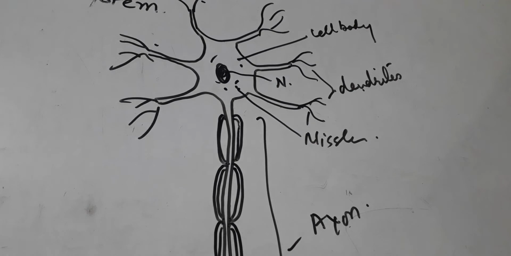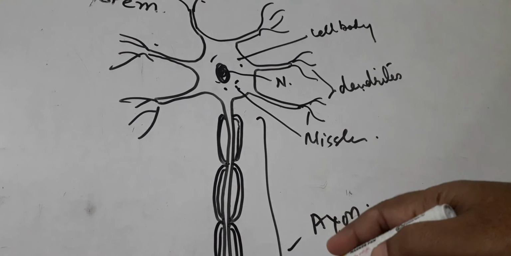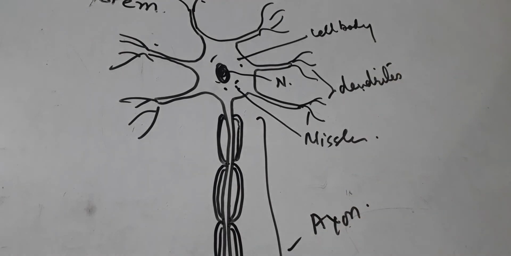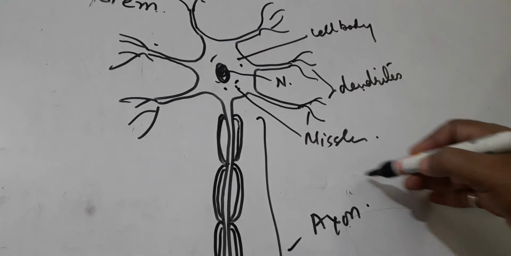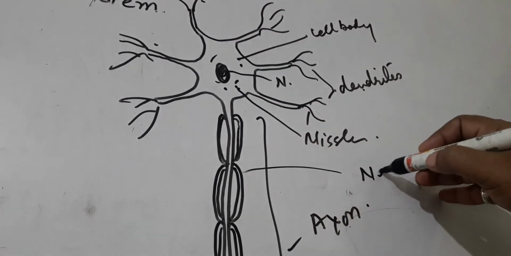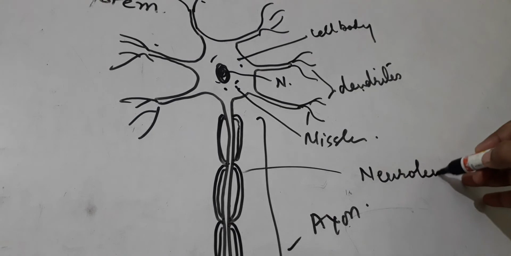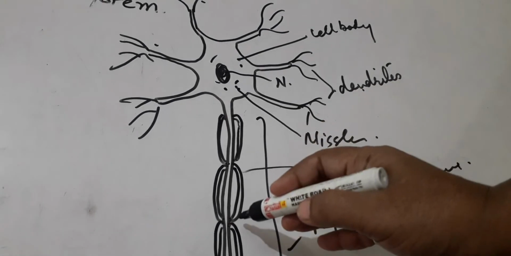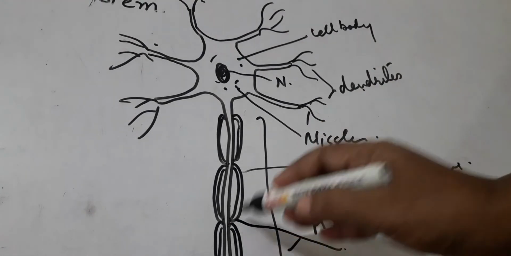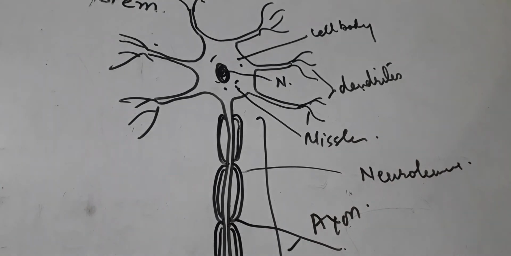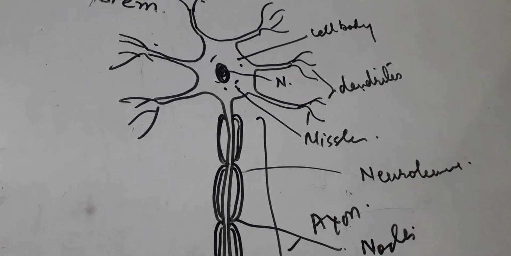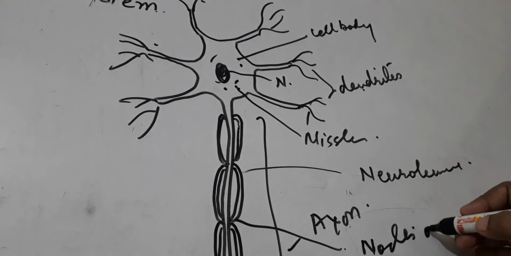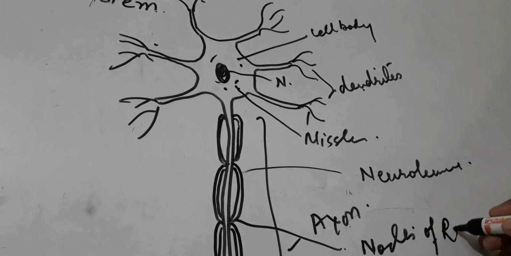So the axon is a long process. These are the axon. It is covered with neurolemma. The membrane is neurolemma. Sometimes this neurolemma leaves gaps, and that point is known as the nodes of Ranvier. Nodes of Ranvier.